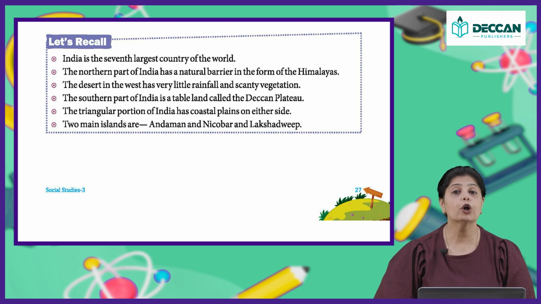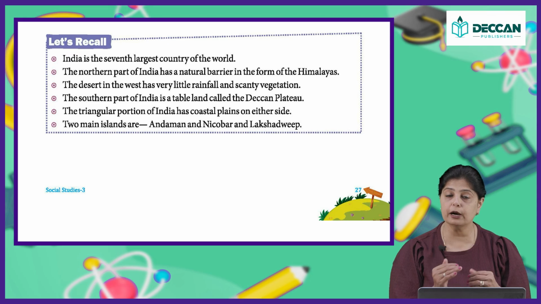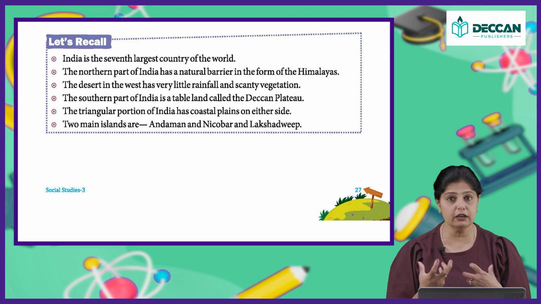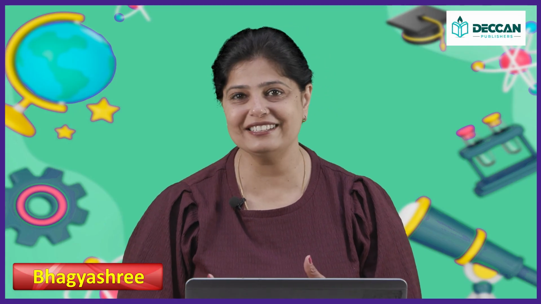So now children, quickly read this chapter. I'm sure that now you know about the physical features of India, and you look at the map that is there in this chapter, and you will come to know which portion is divided into which type of physical feature. Okay, so for that you need to reread the chapter and then get on to the back exercises to understand the chapter better. All right children, get going.